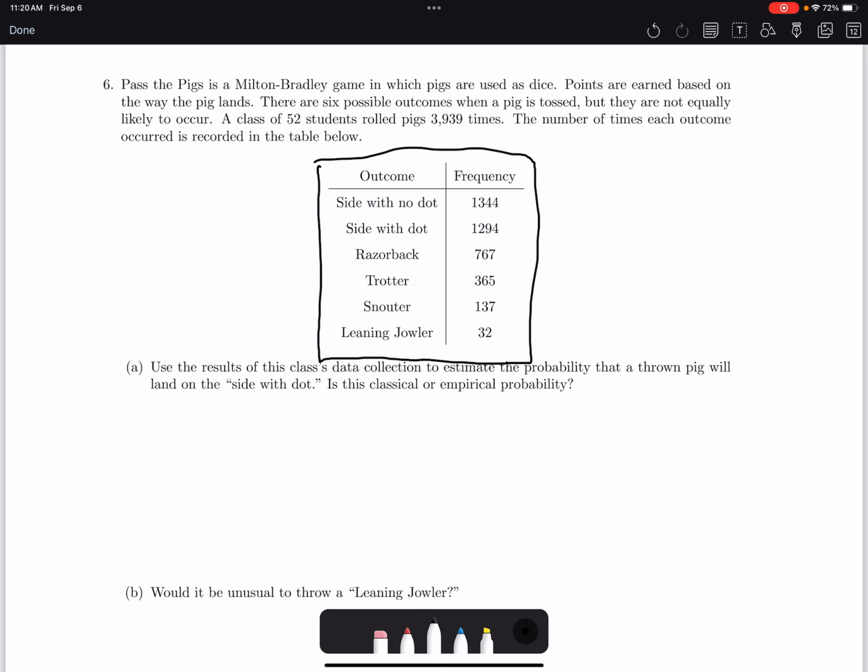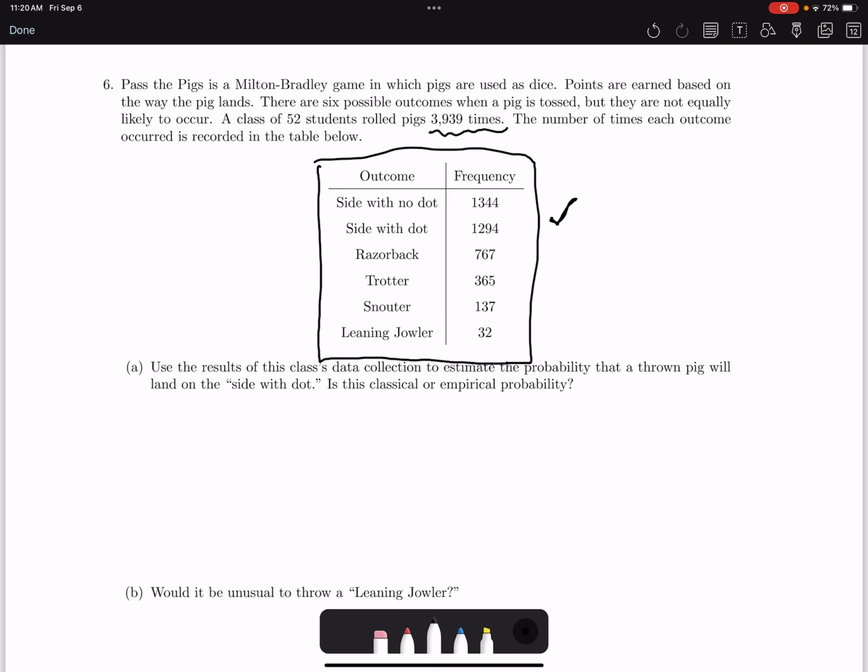In this case, we've got a class of 52 students who ran the experiments for us. They rolled the pigs 3,939 times. If only they had rolled it just 61 more times, they would have had a nice even 4,000. But alas, they did not. That's okay. The number of times each outcome occurred is recorded in this frequency table.